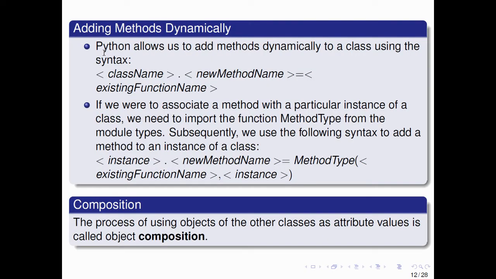The other way we have is this example corresponding to this theory. Python allows us to add methods dynamically to the class using the syntax class name, like here Student.new_method. So like percentage, you say Student.percentage equals percentage, like that.